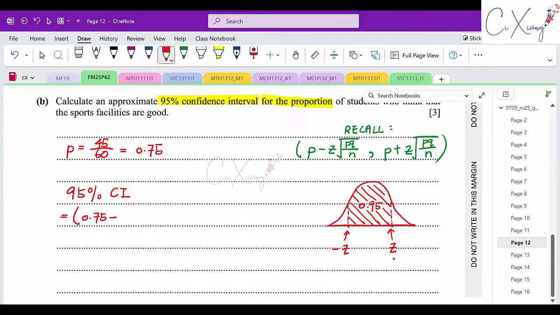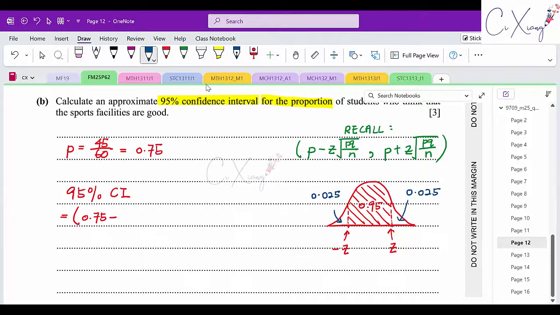So how can we decide the Z? You need to refer back to your confidence interval here. The center is 95%, so you should know that this part is 0.05 divided by 2, so it is 0.025. Then this one is also the same, it will be 0.025. Be aware that the total area is always 1: 0.025 plus 0.95 plus 0.025 is equal to 1.